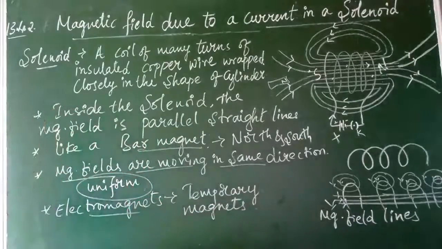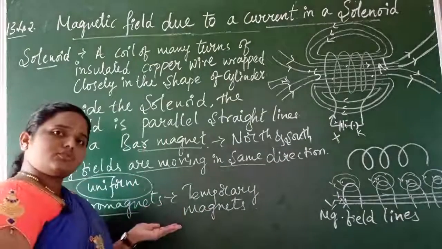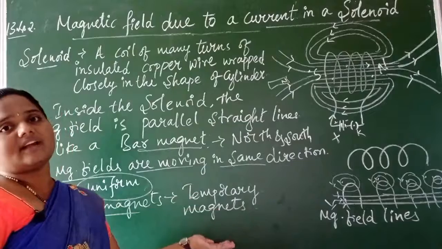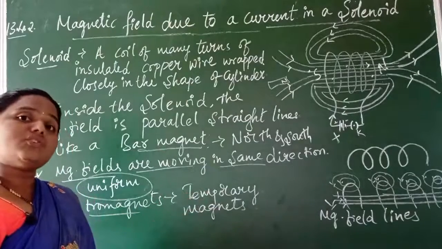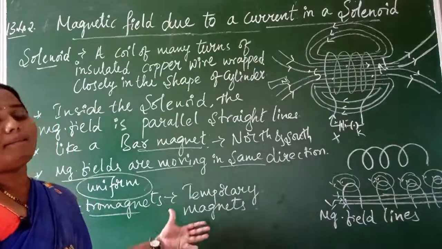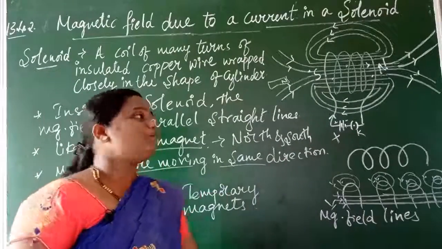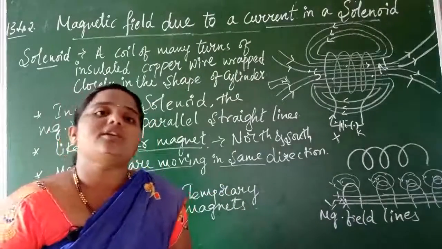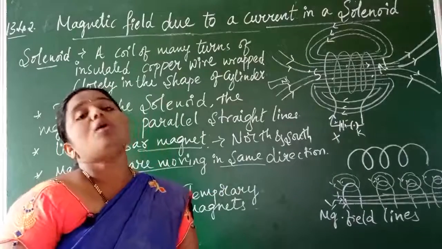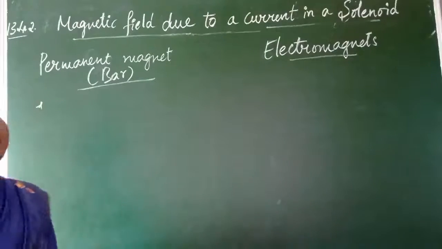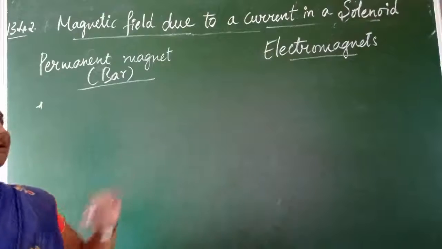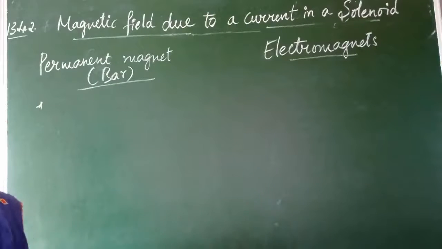Got it, children? An idea about temporary magnets? As long as the current is passing through those materials, it behaves like a magnet. When the switch is off, it is no longer magnetized. And because of that reason, the solenoid is widely used in making an electromagnet. Children, now we will discuss what are permanent magnets and electromagnets.